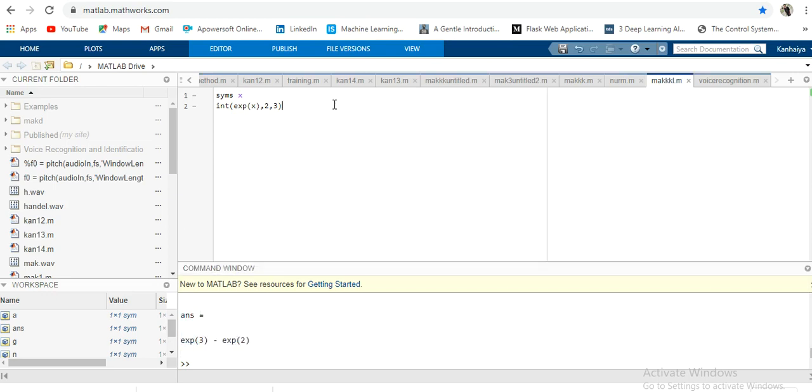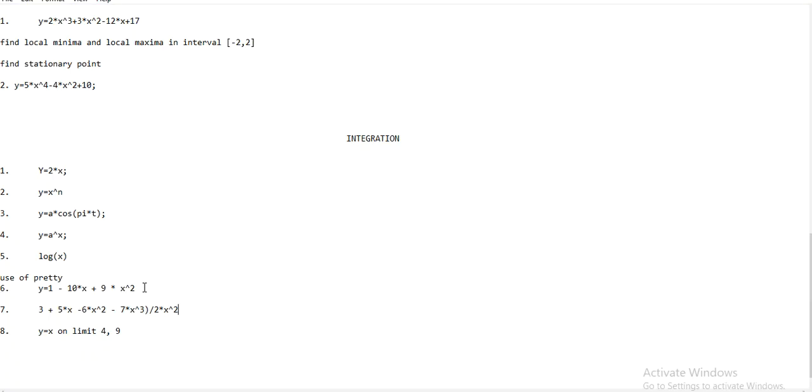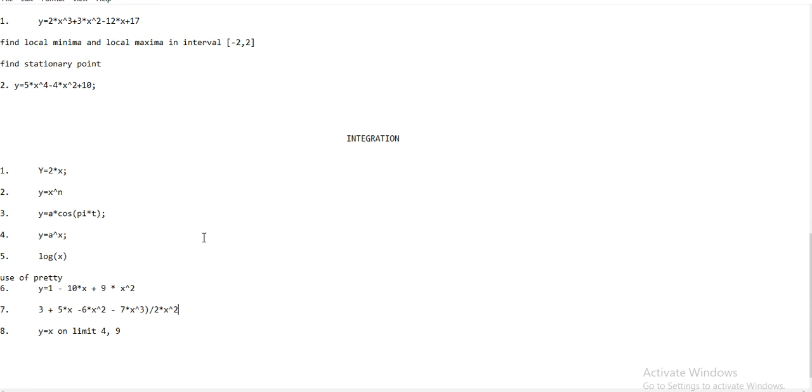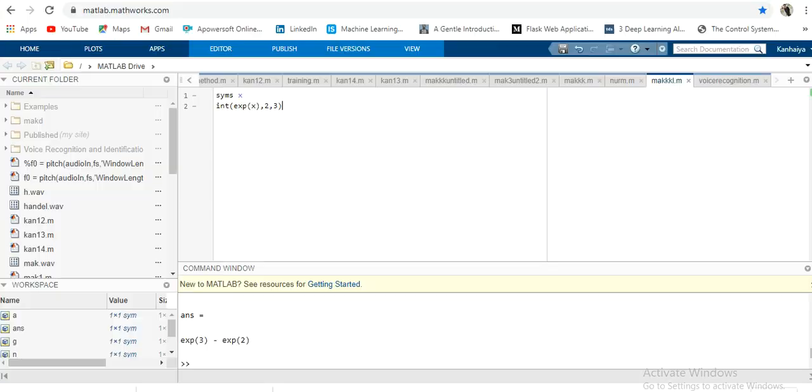Okay, now we can try one more problem. You can try more problems on your own. After tomorrow we will move to the next integration, a more complicated problem.